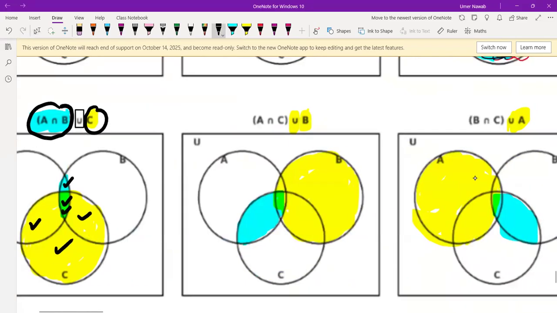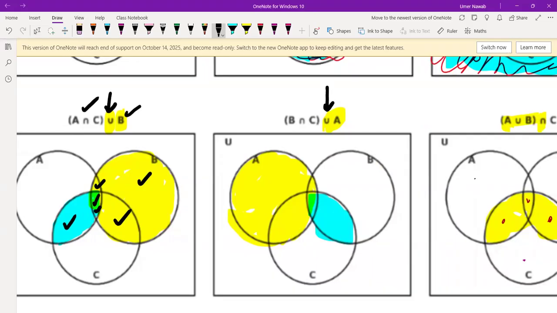What is in between, guys? Union. Union tells you need to shade everything of A intersection C. So this is A intersection C, and this is also A intersection C. Also, you need to shade B. This, and this. So that's why we did it.